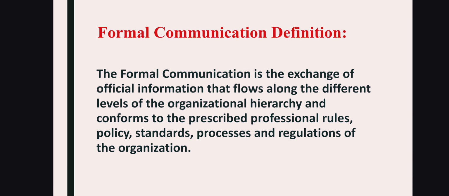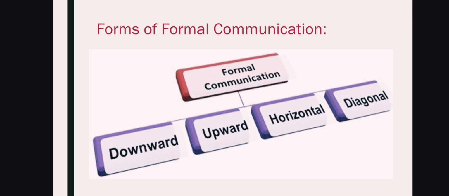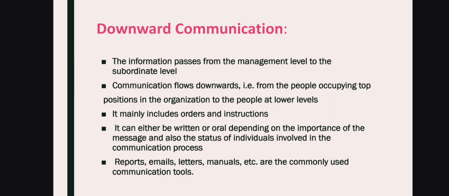a professional environment. Next comes the forms of formal communication. They are downward communication, upward communication, horizontal communication, and diagonal communication. Now, what is downward communication? Downward communication is when information is passing from the management level to the subordinate level. This means we are coming down from the top level towards the lower level.